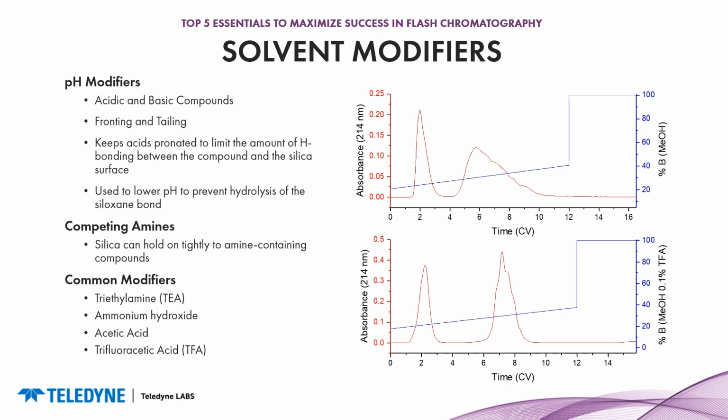Another reason you might want to use a modifier is competing amines. If you have a compound that has a lot of amines, they can hold really tightly onto the silica. So if we add a certain percentage of modifier that contains amines, it's going to compete for that silica spot. So the more amines you add to your solvent systems, the less chance you have of your compound really holding tight to that silica surface. Some common modifiers are triethylamine, abbreviated TEA. That one's used a lot. Ammonium hydroxide, acetic acid, and we already mentioned TFA, trifluoroacetic acid.